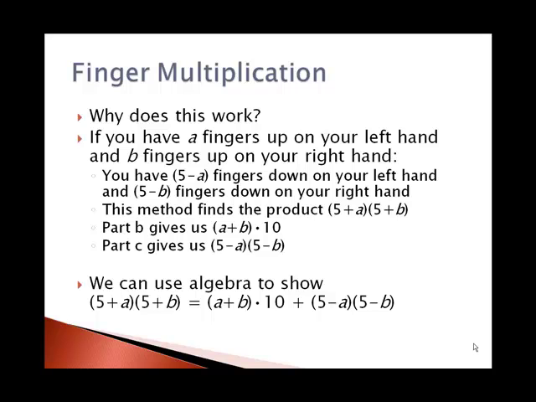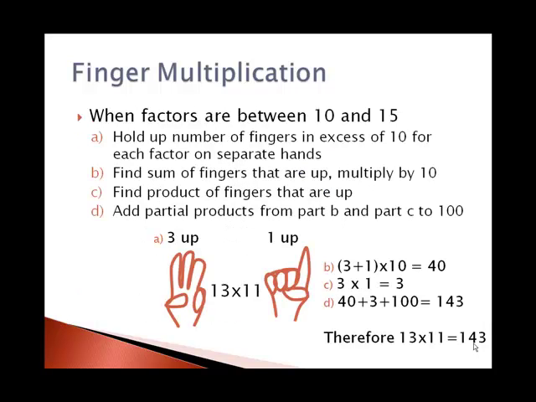A similar method exists for when the factors are between 10 and 15, although we only use up fingers in this case, and the fingers up represent how much that factor is above 10. So in this picture I have 13 times 11, 3 fingers up and 1 finger up. We still find the sum of the fingers that are up, and that makes 4 times 10 is 40. Then we do the product of the up fingers. 3 times 1 is 3. And we take the 40 and the 3 and add that to 100, and we get 143. So we say 13 times 11 is 143.